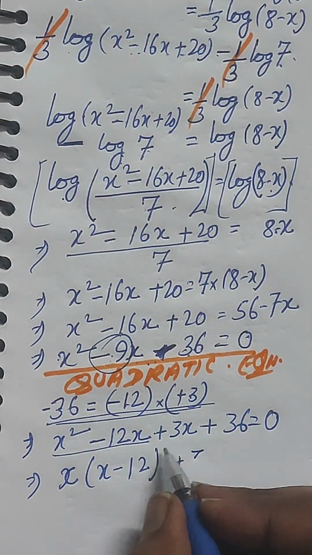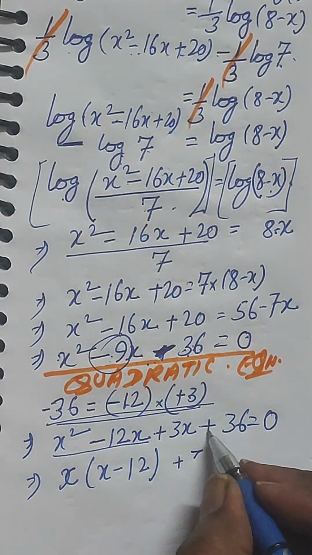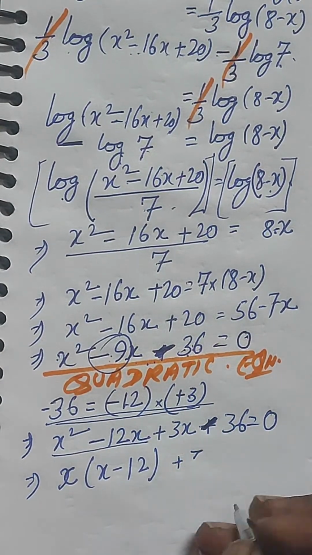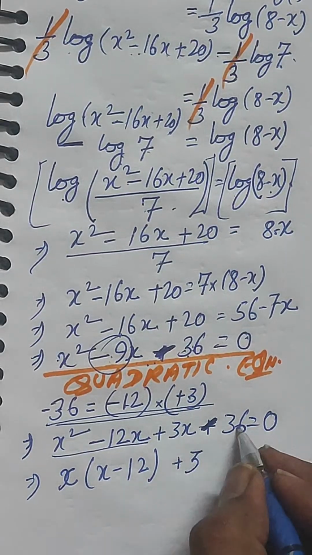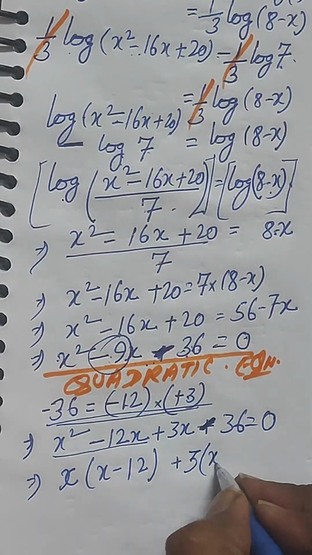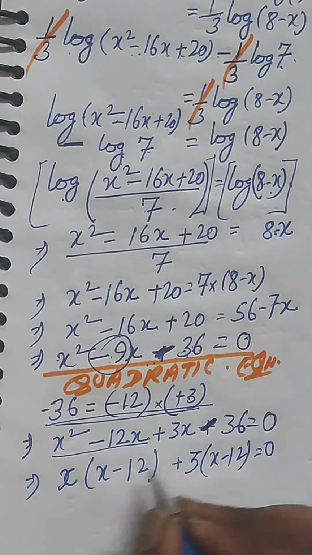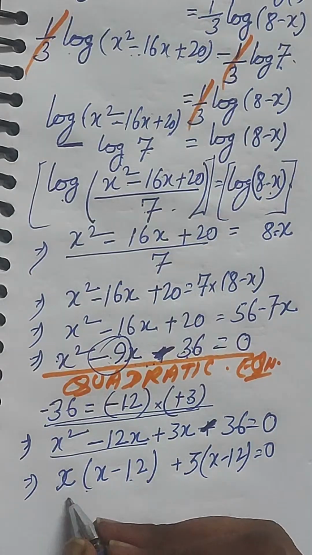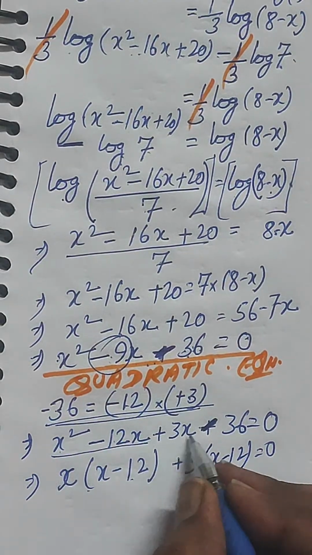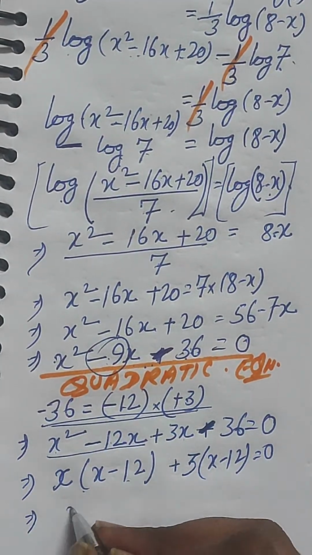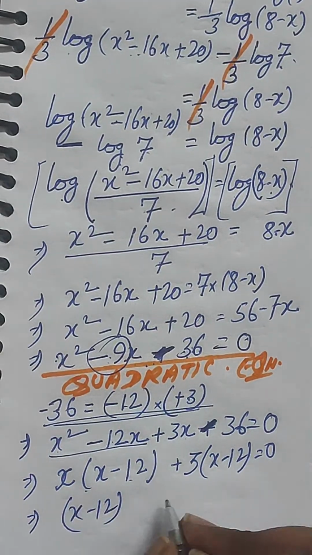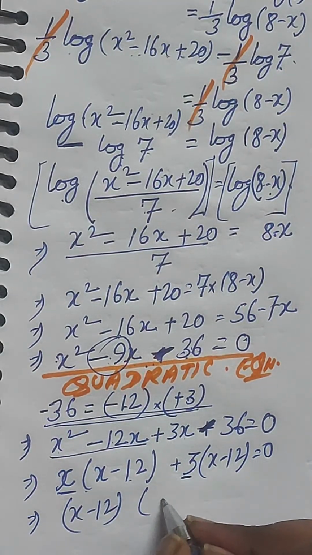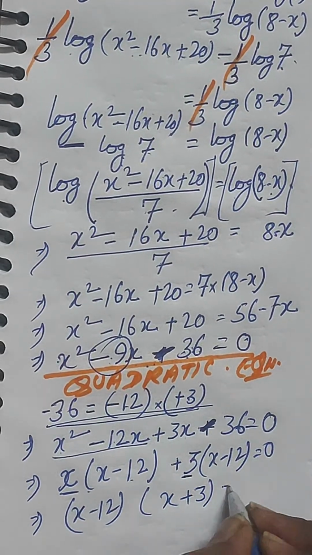So here you can see minus 36 was there, but we have written plus 36, so this is a mistake, just correct it, minus 36. And 3 can be taken as common from the last two terms, and we have x minus 12. So here you can see x minus 12 and x minus 12, which is common in the initial two and the last two terms. So that's why x minus 12 can be taken as common, and inside the bracket we are left with this x and this 3, right? So we are left with x plus 3 is equal to 0.